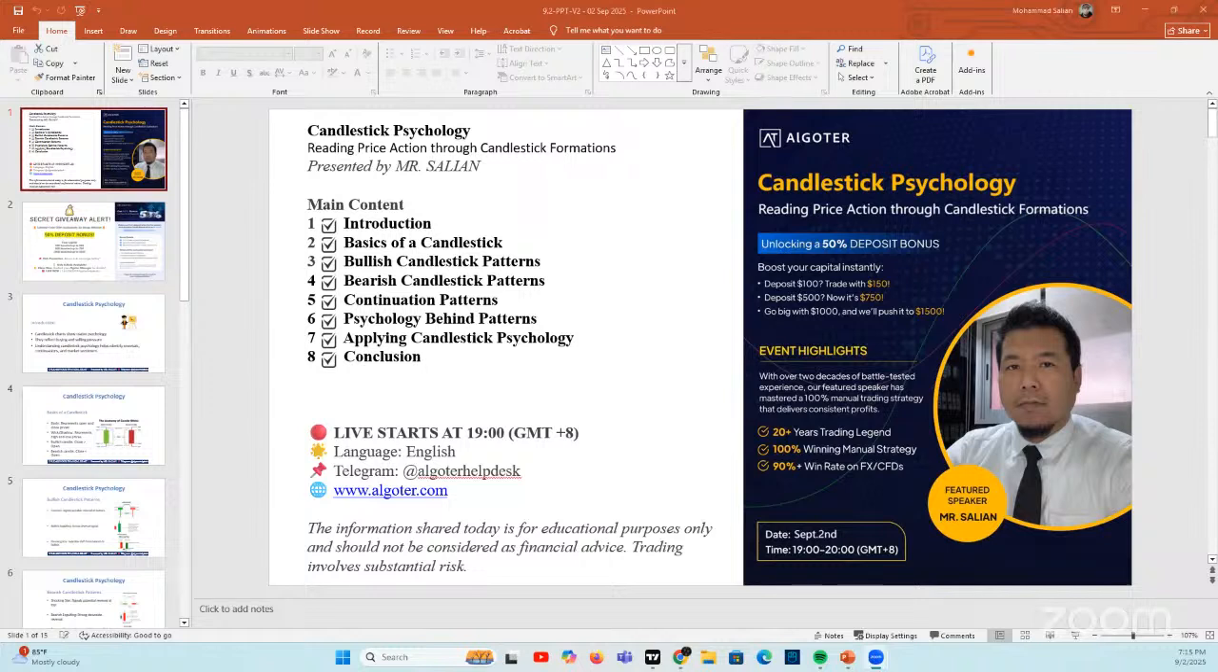All right. So for the main content: introduction, basics of a candlestick, bullish candlestick patterns, bearish candlestick patterns, continuation patterns, and the psychology behind these patterns, and the strategy, and lastly, the conclusion. All right. So let's begin.